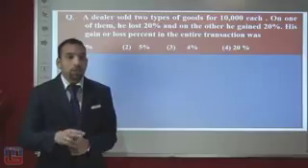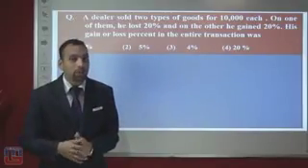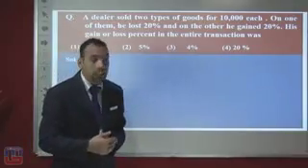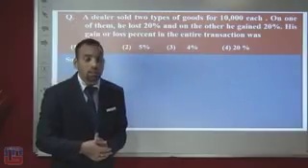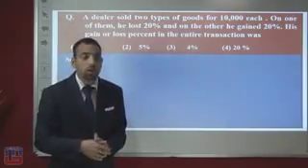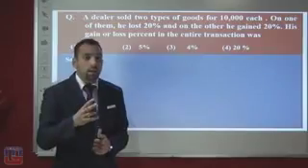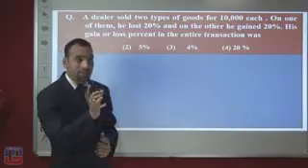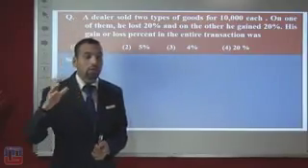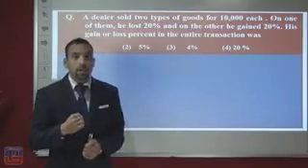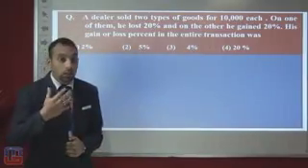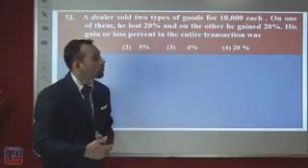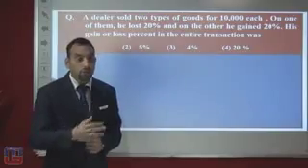A dealer sold two types of goods for rupees 10,000 each. On one of them he lost 20%, and on the other he gained 20%. His gain or loss percent in the entire transaction was? Now what is the question saying? A dealer sold two types of goods for rupees 10,000 each, which means he is selling the first one for 10,000, and in the same way he is selling the second one for 10,000. On the first article he is getting a loss of 20%, and on the other article he is getting a profit of 20%. So the entire loss or profit will be?